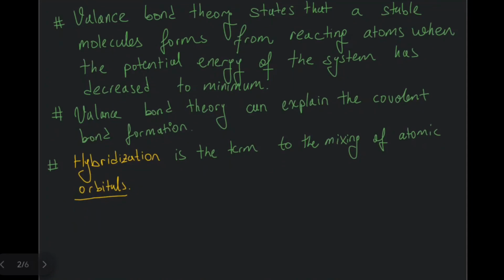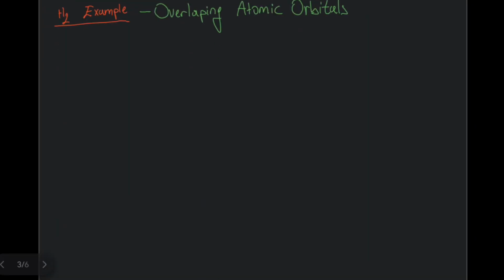Simply, valence bond theory states that a stable molecule forms from reacting atoms when the potential energy of the system has decreased to a minimum. The valence bond theory can explain covalent bond formation, and this covalent bond formation is due to the hybridization of the atomic orbitals. We use the atomic orbitals to make the bonds between the atoms. I want to give an example to explain the phenomenon.